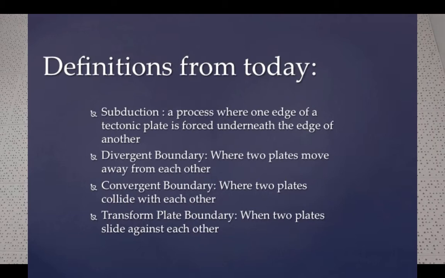For this lesson, there's four definitions that you should know. Subduction: a process where one edge of a tectonic plate is forced underneath the edge of another. Divergent boundary: where two plates move away from each other. Convergent boundary: where two plates collide with each other. And transform plate boundary: when two plates slide against one another.